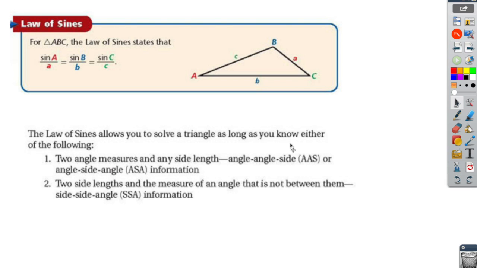We are now going to discuss the two angle measures and any side length, or the angle side angle, whichever that may be. Or two side lengths and the measure of an angle that's not in between. So this angle that's given should not be in between the two sides, all right?